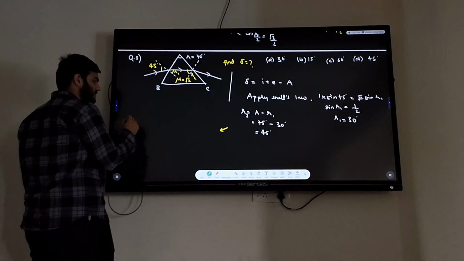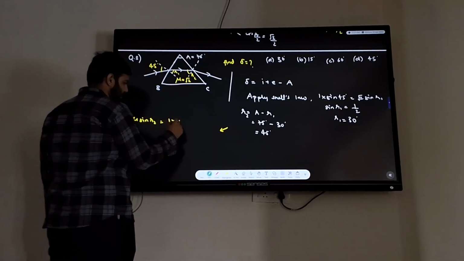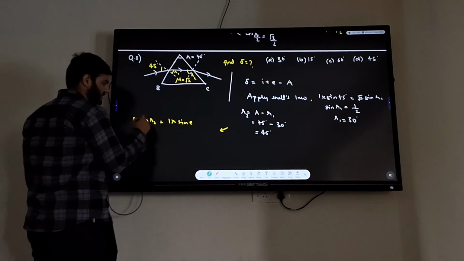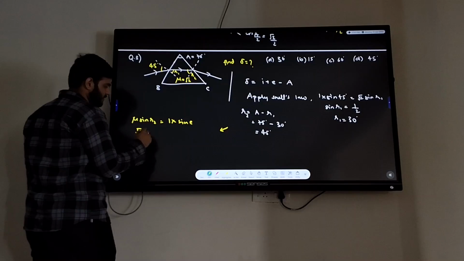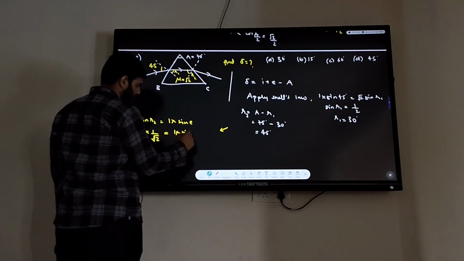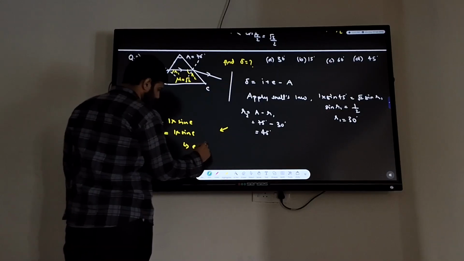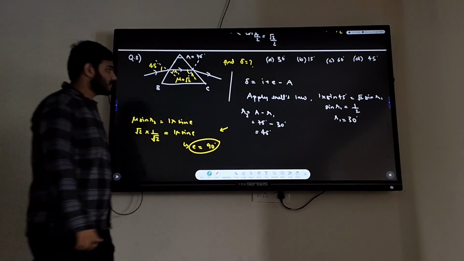Very simple again. Mu into sine R2 is 1 into sine E. Now what is this R2? So root 2 into 1 by root 2. Then what is E? And again 90 degrees. Now I am done.